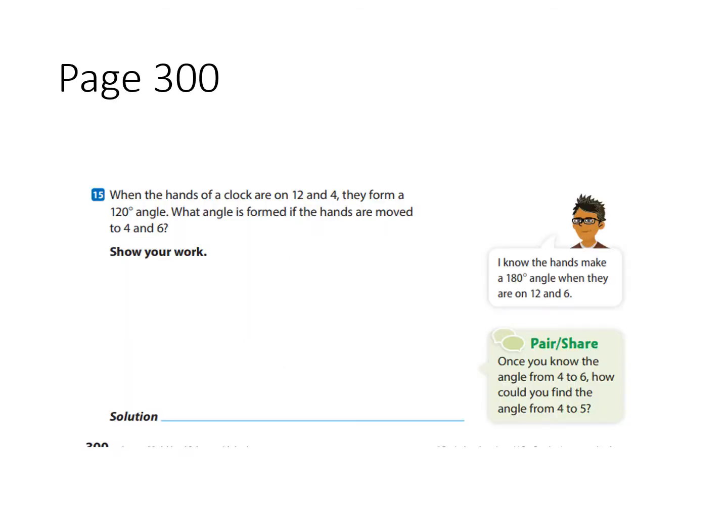All right, the first problem on 300 says, when the hands of a clock are on 12 and 4, they form a 120-degree angle. What angle is formed if the hands are moved to 4 and 6? And over on the right-hand side, it has a little hint. It says, I know the hands make a 180-degree angle when they are on 12 and 6. So use that to help you solve the problem. Go ahead and pause the video, solve it, and then continue on.